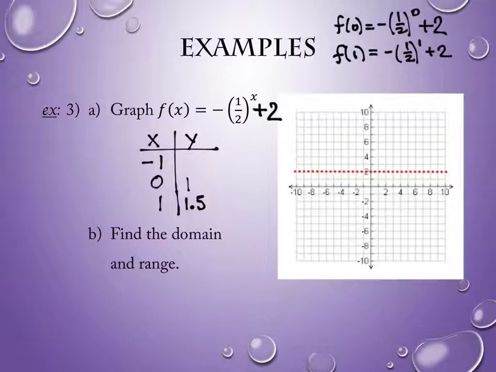Last one is the -1. So I have -1/2 to the -1 plus 2. So what is 1/2 to the -1? 2. With the negative in front makes it a -2. Plus the 2 at the end makes it actually get 0. Yeah. Okay, cool. So we're going to plot these. I have -1, 0. It's here. I have 0, 1. That's here. And I have 1, 1.5, which would be here.